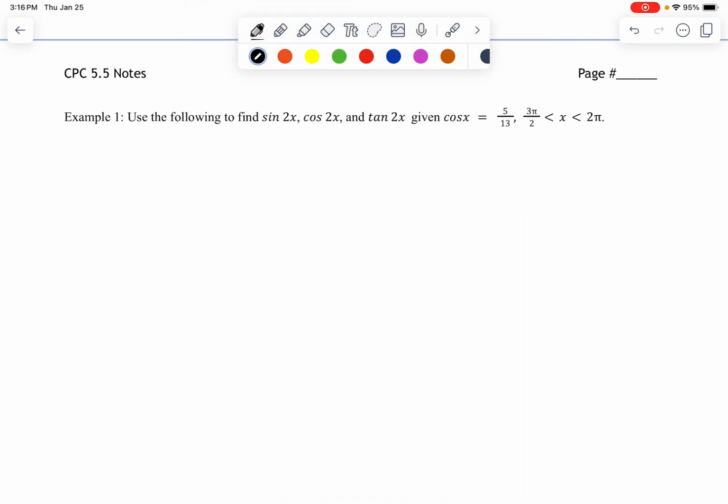All right, for example 1, we have to find sine of 2x, cosine of 2x, and tangent of 2x. So it's 3 problems. We'll be able to use the same angle every time, and so that will help. We're given a couple clues about it.